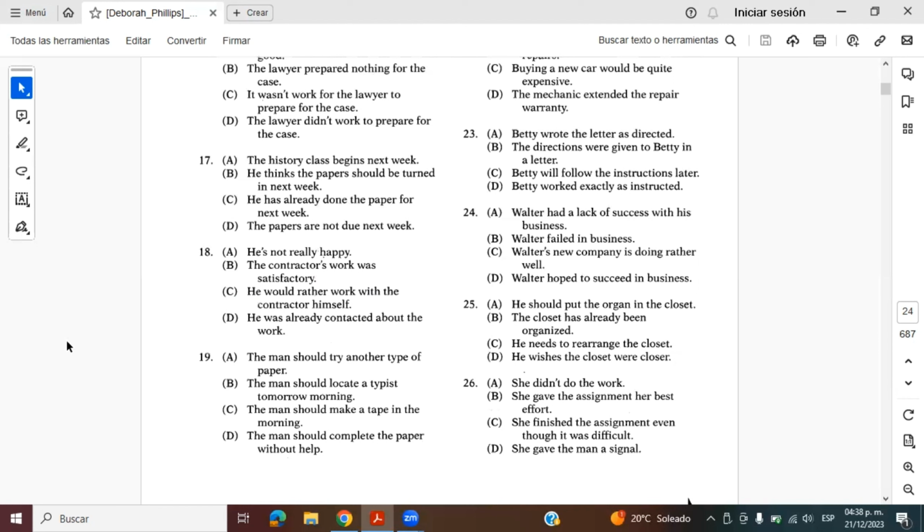Number 25. Are you going to organize that closet this morning? I wish I didn't have to. What does the man mean?